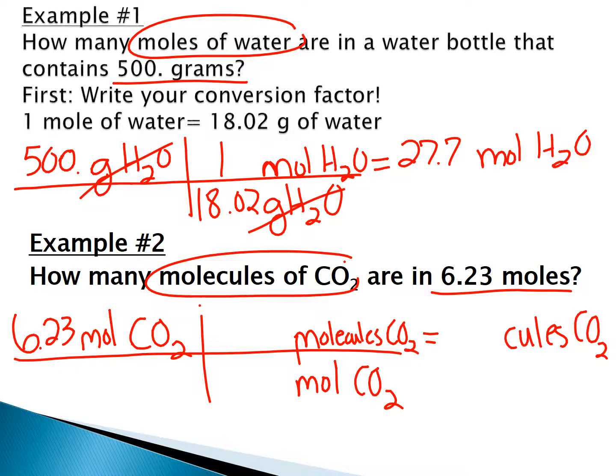All right, so now you have to ask yourself, how many molecules are in a mole or how many moles are in a molecule? Okay, well, so if we go back to that previous slide, we know that a mole always contains 6.02 times 10 to the 23rd things, whatever those things are. So 1 mole contains 6.02 times 10 to the 23rd molecules. Moles cancel out, and I'm left with molecules, and I get 3.75 times 10 to the 24th molecules of CO2.